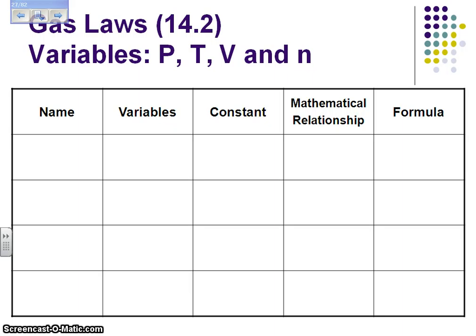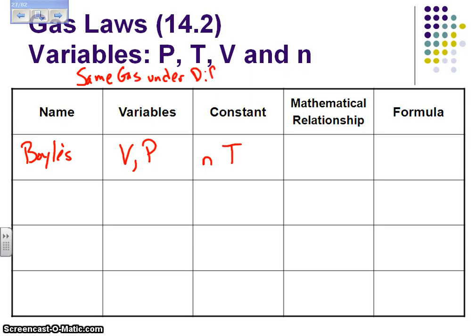Now, the gas laws that we have to worry about are four of them. The first one is Boyle's law. The variables with Boyle's law are volume and pressure. With Boyle's law, the assumptions are made that what's constant is the amount of gas and the temperature of the gas. And our formula for Boyle's law, we're looking at the same gas under different conditions.